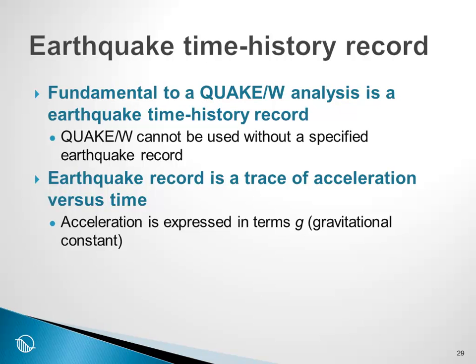The earthquake record is a trace of acceleration versus time, and often the acceleration is expressed in terms of the gravitational constant g. So when we say 0.2 g, it's 0.2 of the gravitational constant.